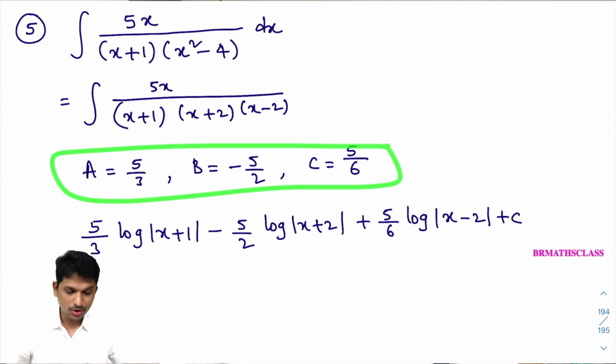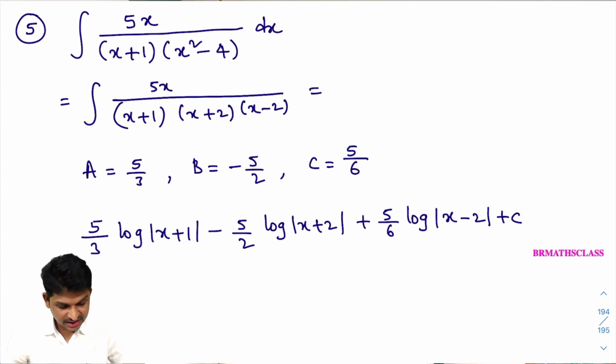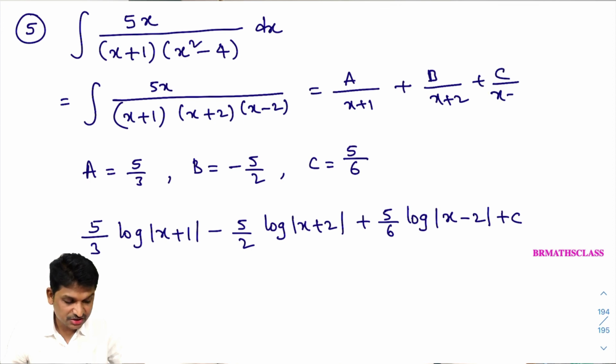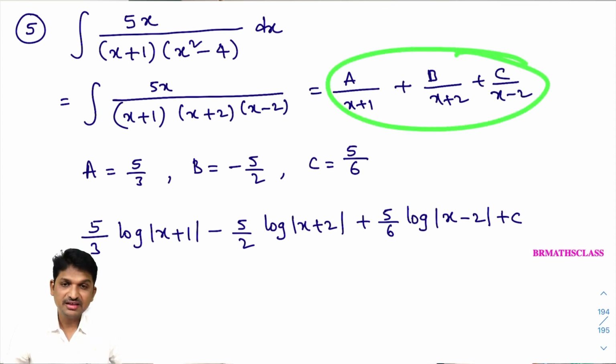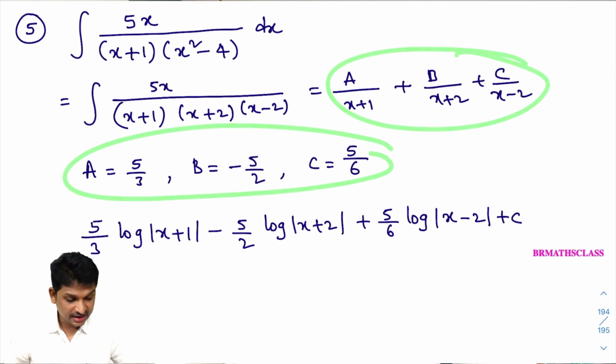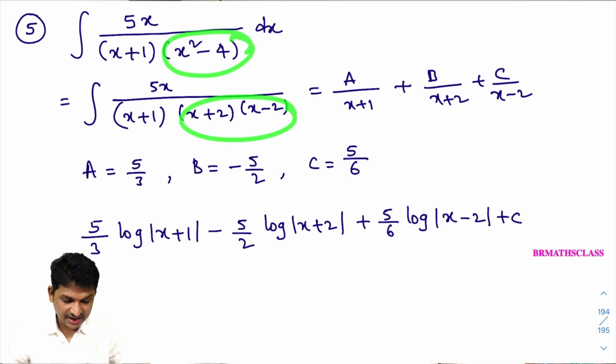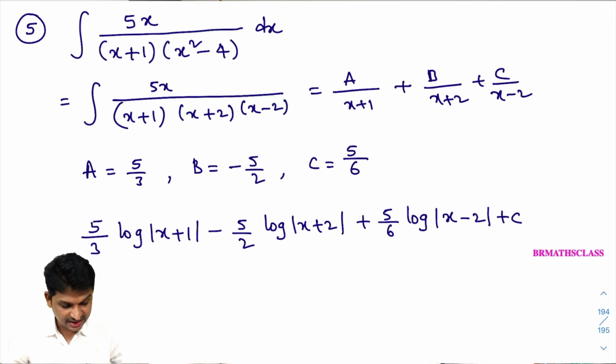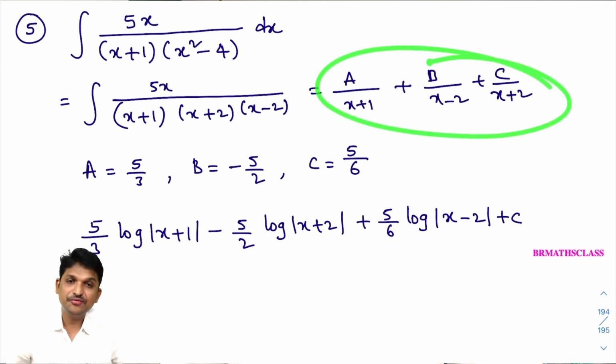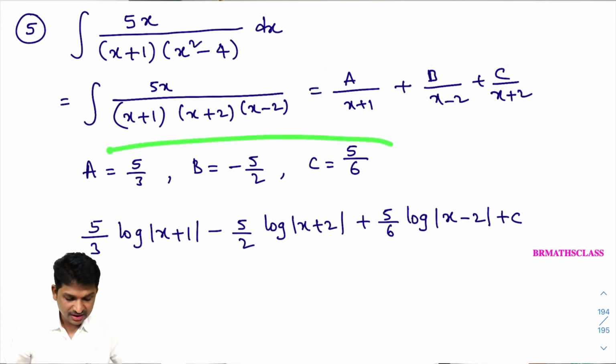Here I want to tell you one point. Suppose you write this as a divided by x plus 1 plus b divided by x plus 2 plus c divided by x minus 2. Suppose if you write like this, you will get some ABC values. I can write like this also. Here x square minus 4, in the beginning I wrote x minus 2, x plus 2. If I write it in a different order, I will get different ABC values, but at the end, somewhere either ABC or BCA or CAB, you will get values like this only.